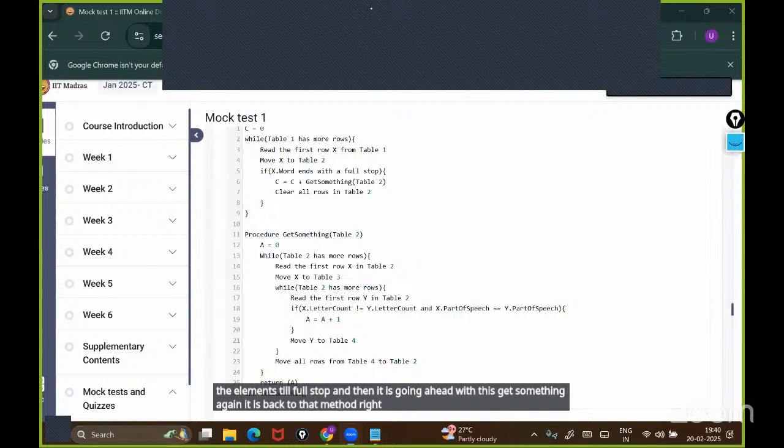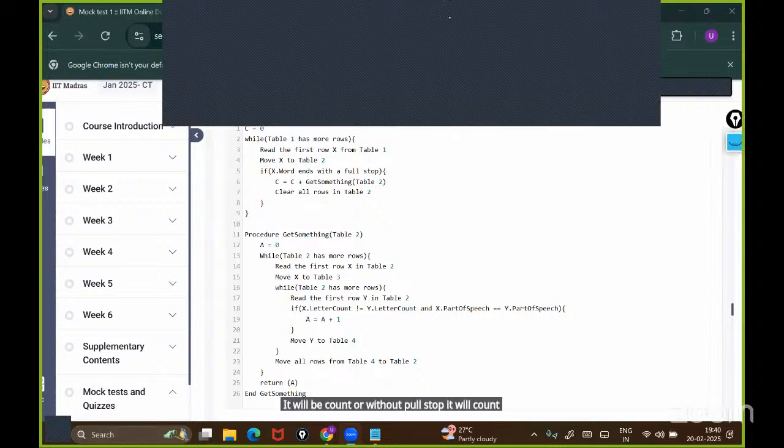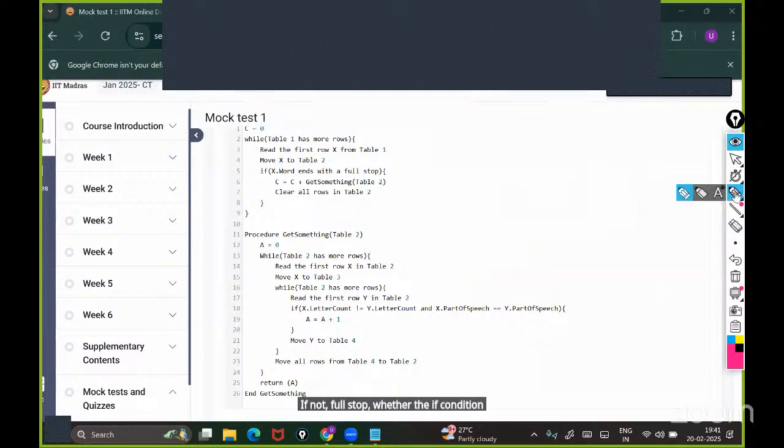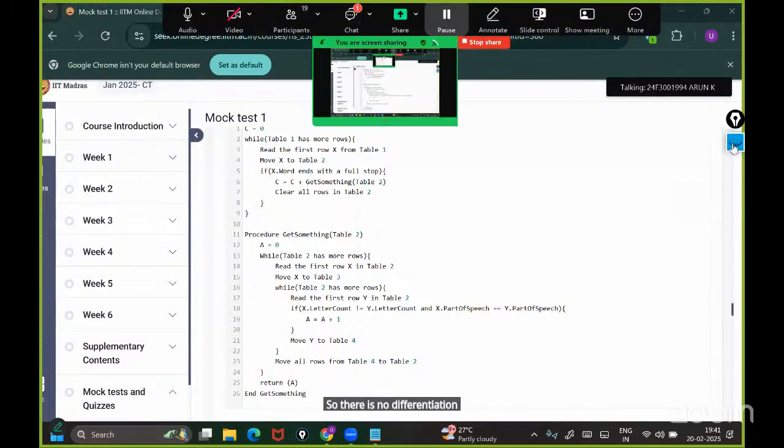Ma'am, can we discuss one doubt here? The number of words: the word with the full stop, will it be counted with the full stop or without the full stop? If not full stop, it will keep moving to table 2. That's it. But the record is showing it's a word with a full stop, right? So there is no differentiation in the records. So it will be a word.